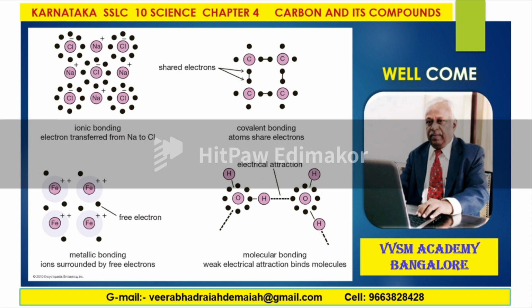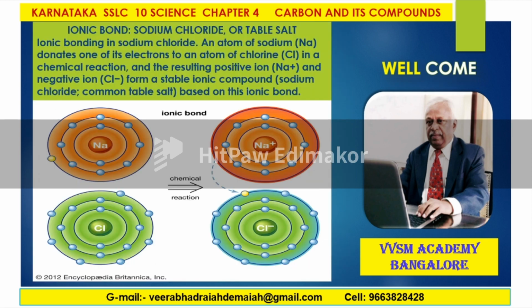Coming to this one, metallic bonding: ions are surrounded by free electrons. You see, for example, iron 2 plus. These are the free electrons, which are valence electrons surrounded by the metal ion. Then coming to the molecular bonding, weak electrical attraction binds molecules. In the case of the water molecule, there is what is called hydrogen bonding. This is a polar covalent bond actually. So anyway, hydrogen bond is a weak bond. Hydrogen bond is a weak force of van der Waals forces.